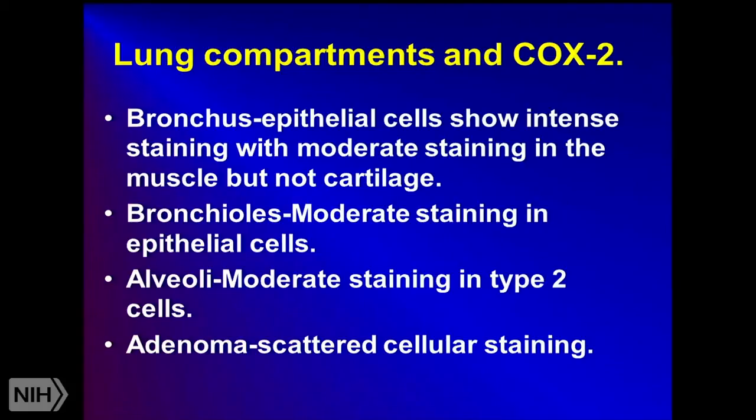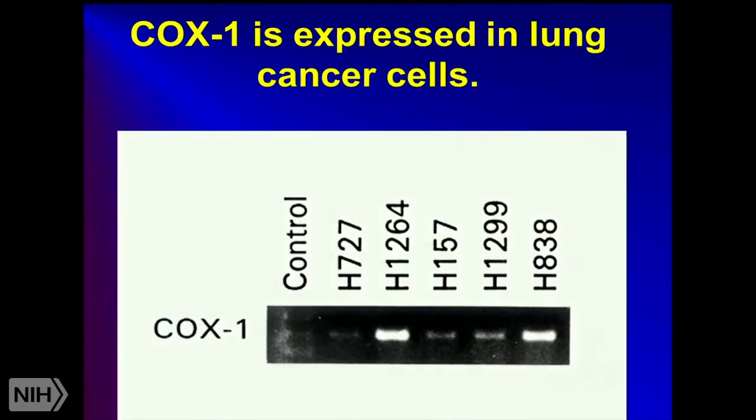Here we see intense staining in the bronchial epithelial cells, moderate staining in the muscle, but not the cartilage. In the bronchioles, there's moderate staining in epithelial cells. In the alveoli, moderate staining in type 2 cells. And in the adenoma, there's also scattered cellular staining.